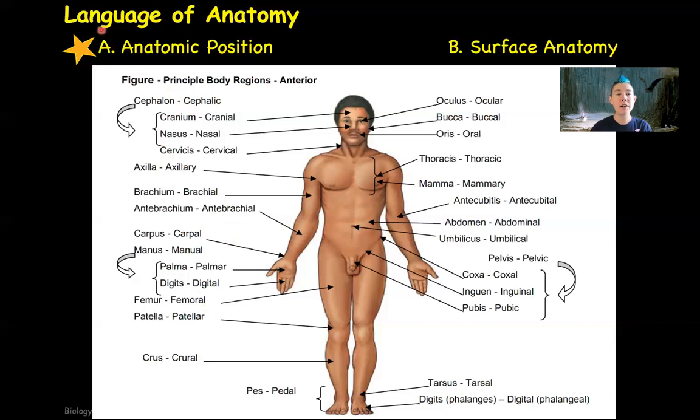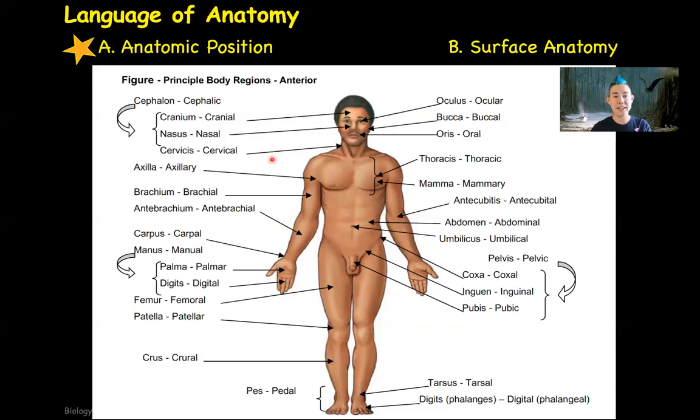portion of the body. The first one refers to everything in the head. The whole head is the cephalic region. The front, the back, the sides, all of that is the cephalic region. The part that makes up the top of the brain case, this is called the cranial region. The nose is referred to as the nasal region, and the neck is the cervical region. The eye is the ocular region. The cheek is the buccal region, and the mouth is the oral region.